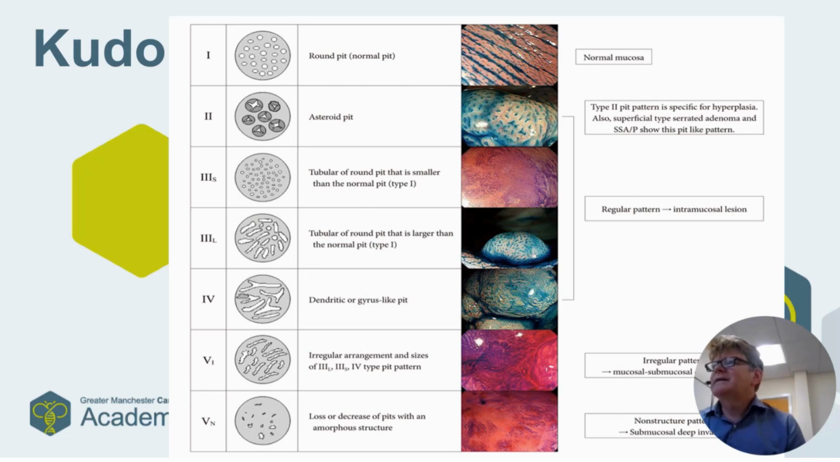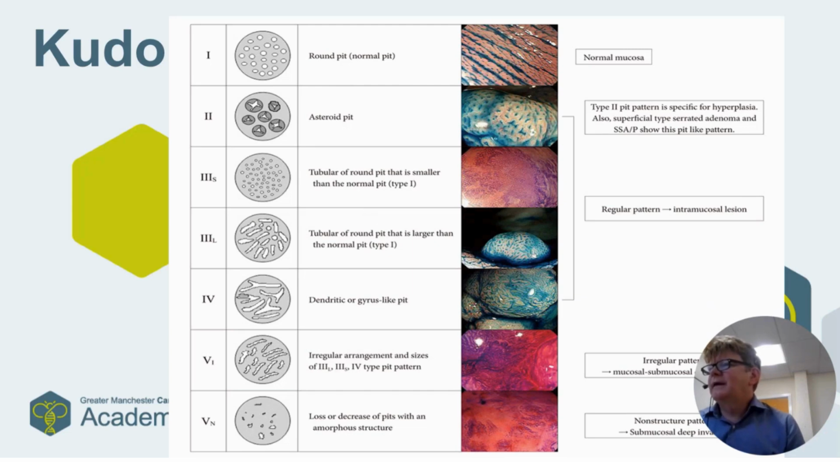As a polyp matures, these pits elongate into more tubular structures. We see this very nicely demonstrated here. This is a 3L pit pattern. And again, as a polyp grows even further, these pits expand further, they start to branch out, and we get this more gyriform pattern typical of type 4, which we'd see in a tubulovillous adenoma, of course.